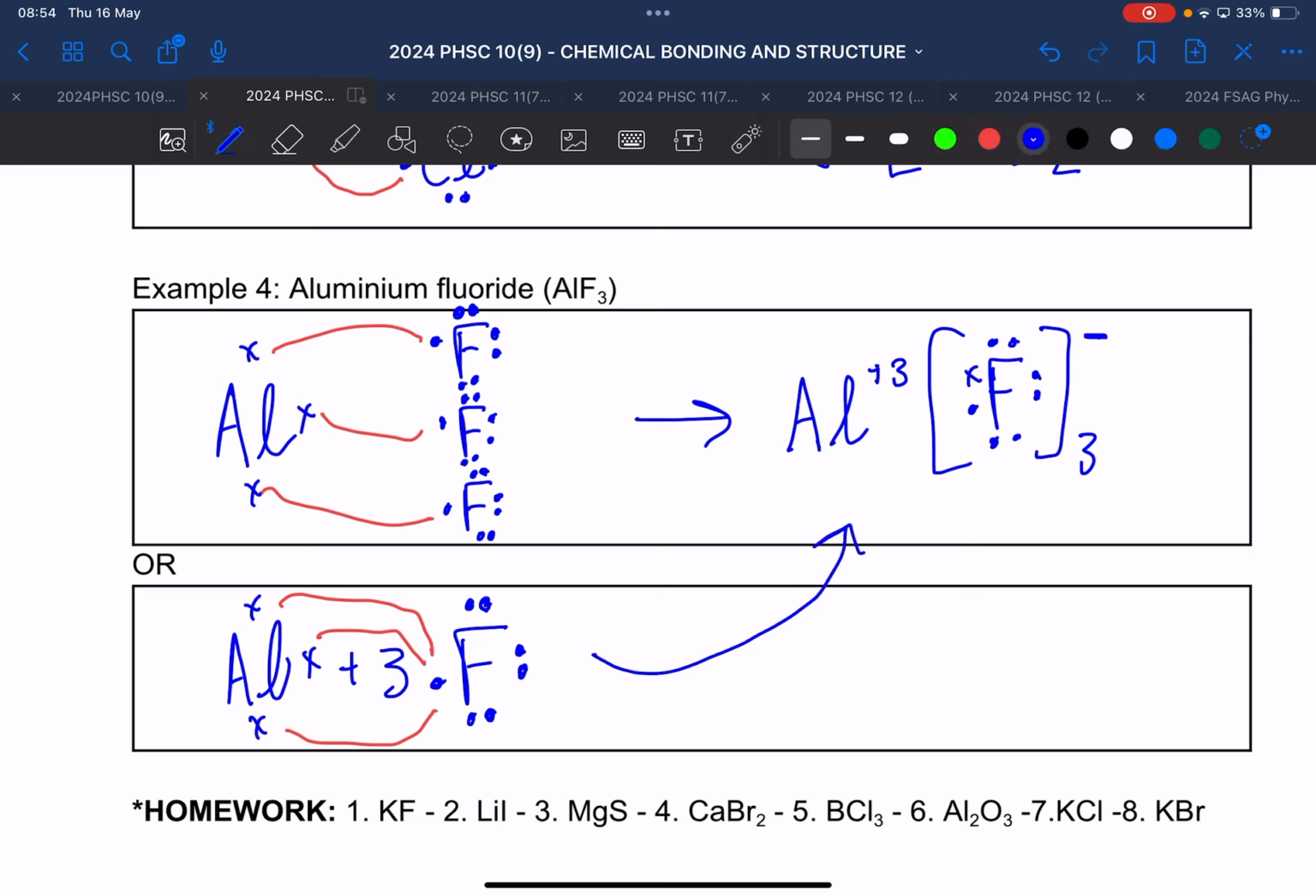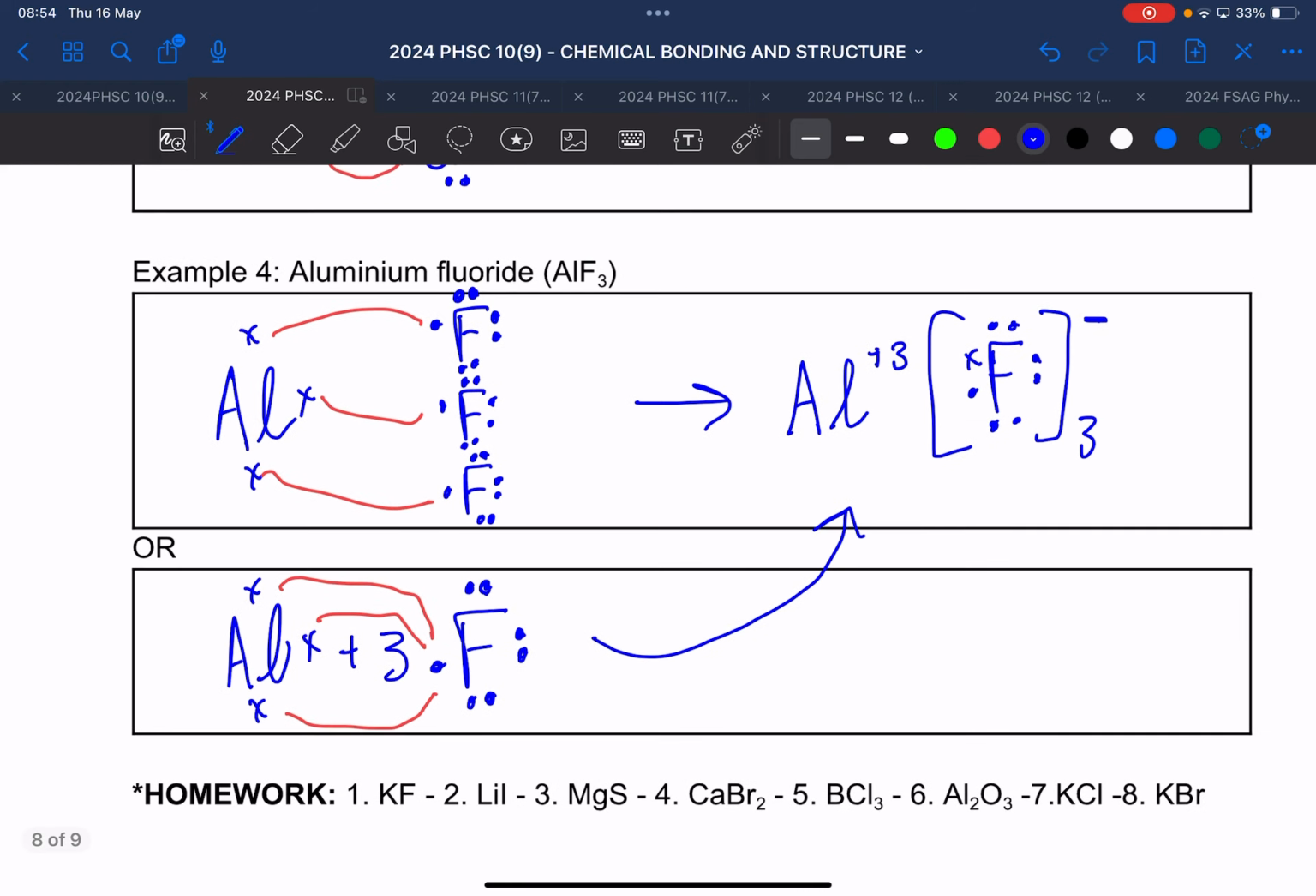All right. You guys good? Okay. How do you guys feel about the Lewis structures?